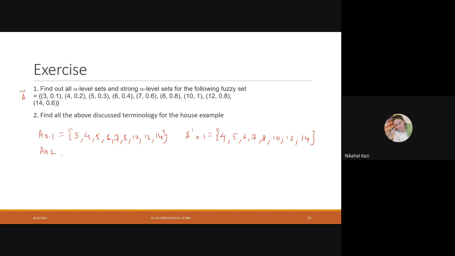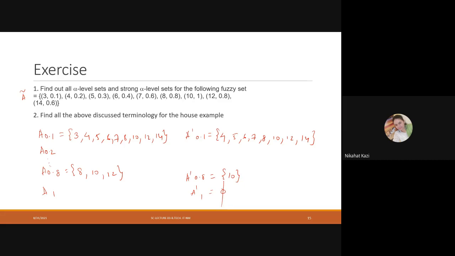Similarly, for A.2, one or two elements, depending on how many elements have that membership. For example, when I say A.8, then what is it? 8, 10, and 12. But what is A dash 0.8? Only 10. You're getting it? And A1 and A dash 1: A dash 1 is a null set. That's it. This is how you find out alpha level and strong alpha level sets.